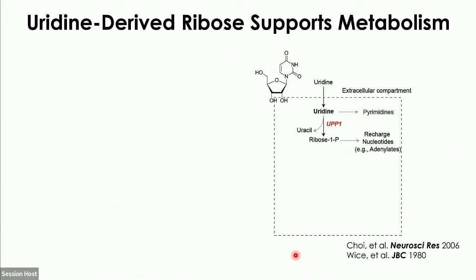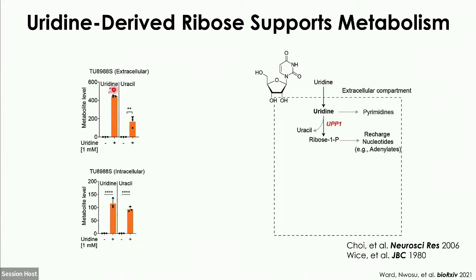From the screen, our data revealed that uridine could fuel metabolism in glucose-limited media. In fact, this concept had been reported previously, as far back as the 1980s, where the thought had been that uridine supports metabolism under glucose-limiting conditions by promoting nucleotide synthesis. While our data with UPP1 support this concept, uridine is actively catabolized in the media and inside of cells into uracil, releasing ribose.